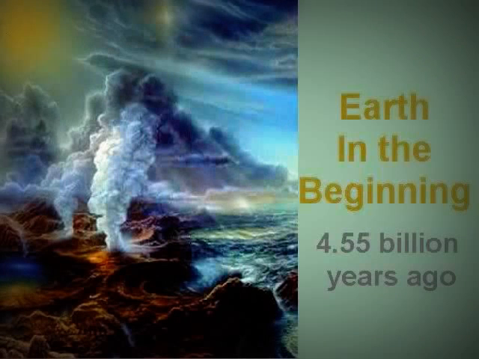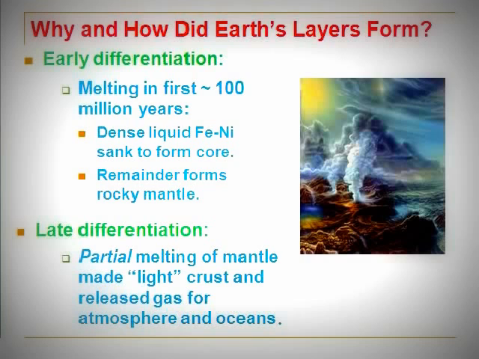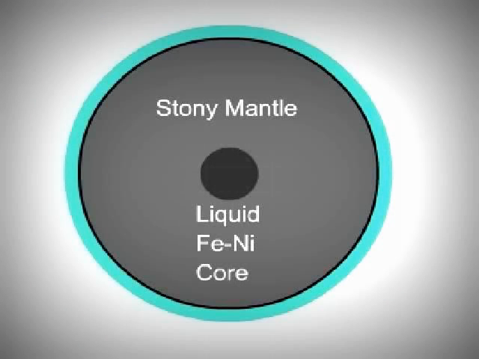There is nothing here that you would recognize as the Earth as you know it. In these early stages, geologists have divided this time into two differentiations: early differentiation and late differentiation. The first 100 million years is called the early differentiation. During this time, two things happened.